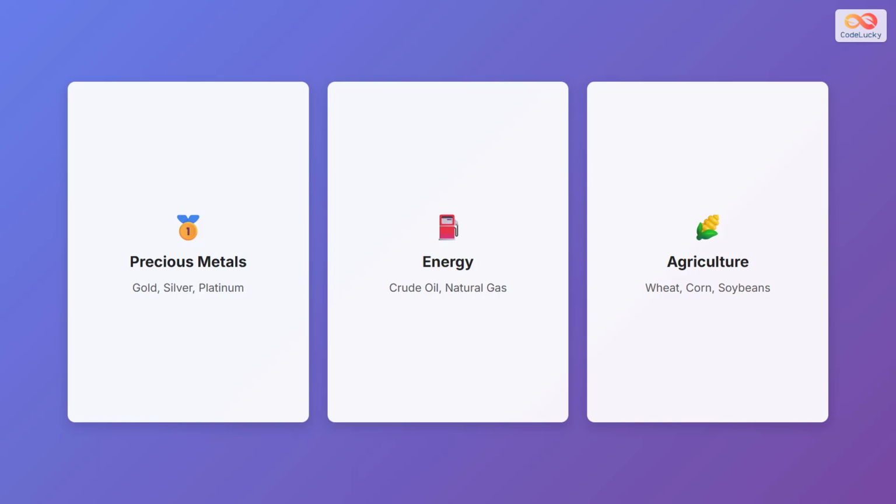There are three main categories of commodities. Precious metals include gold, silver, and platinum. Energy commodities consist of crude oil and natural gas. Agricultural commodities cover crops like wheat, corn, and soybeans. Understanding these types helps investors choose the right commodities for their goals.